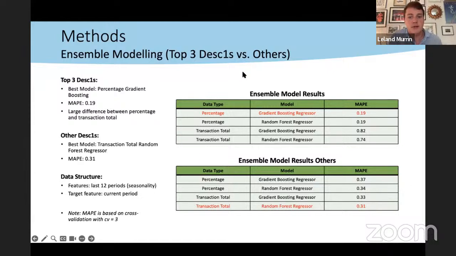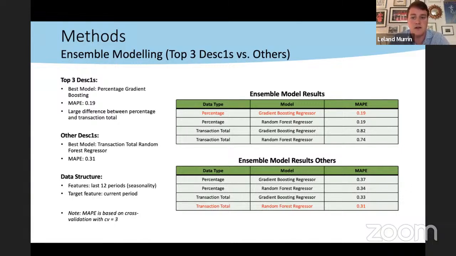Similar to the ARIMA model, we had ensemble modeling where we ran 2 different types of models on percentage and transaction total: gradient boosting regressor and random forest regressor. Not a significant difference between the types of models in terms of the mean absolute percentage error, but definitely a significant difference in terms of percentage versus transaction total, so the data type. Percentage just came up with a much better predictive model.